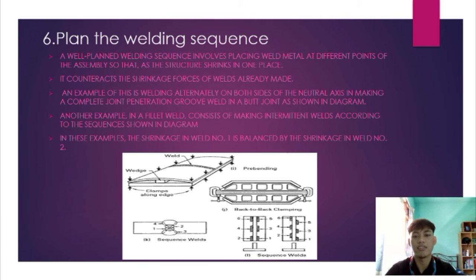An example of this is welding alternately on both sides of the neutral axis in making a complete joint penetration groove weld in a butt joint, as shown in the diagram. Another example in a fillet weld consists of making intermittent welds according to the sequence shown in the diagram. So in this example, the shrinkage in weld number 1 is balanced by the shrinkage in weld number 2.